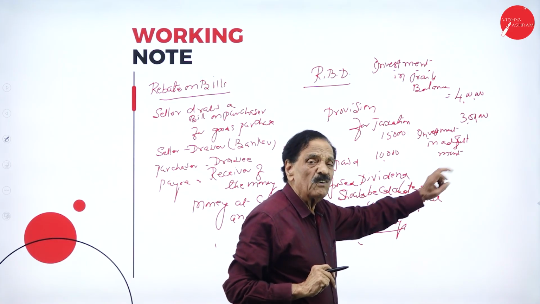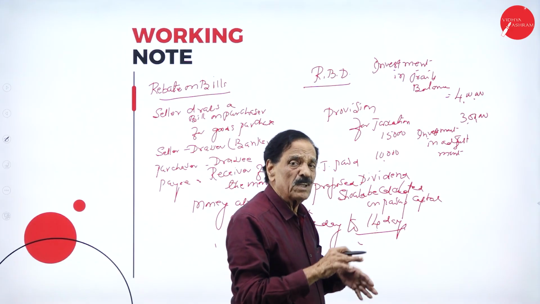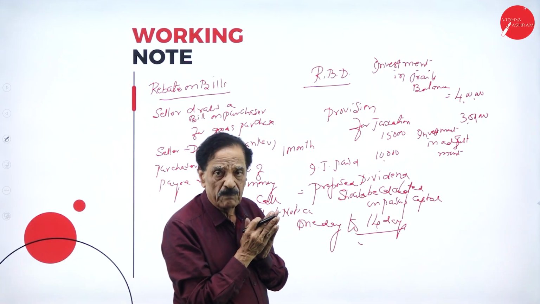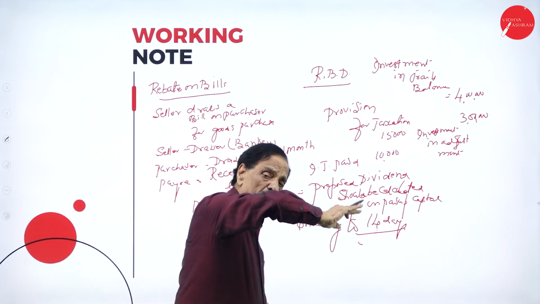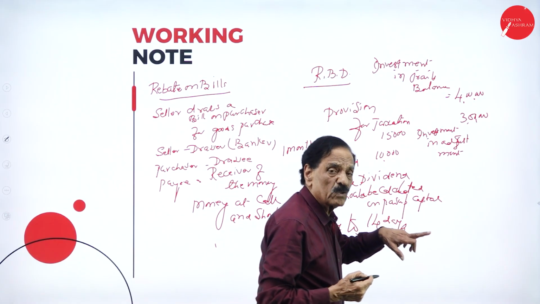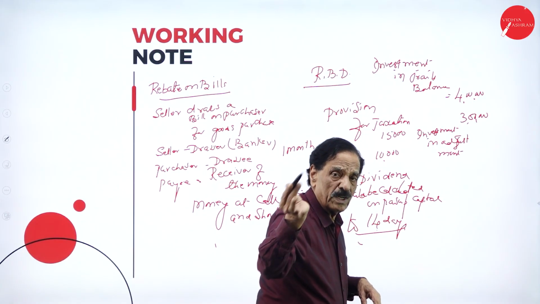For that, you have to create an account called investment fluctuation reserve to the extent of 50,000. So that 50,000 will come under other reserves and surplus. You have to create an account called investment fluctuation reserve.